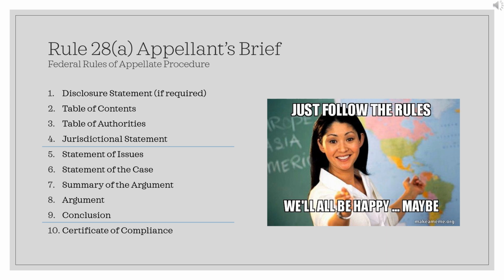Once the parties, contents, and jurisdiction are explained, the appellate brief moves on to the second part, the argument. This part encompasses discussions of the issues, facts of the case, and then the argument. The argument is prefaced by a summary and followed by a conclusion. Finally, the third part contains any certificates of compliance that may be required by civil procedure.